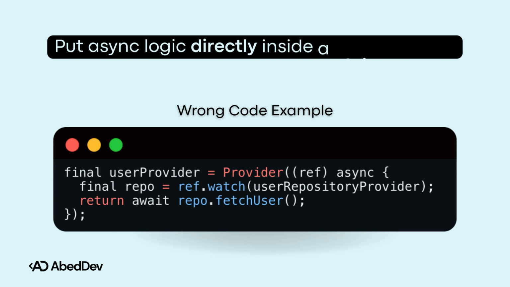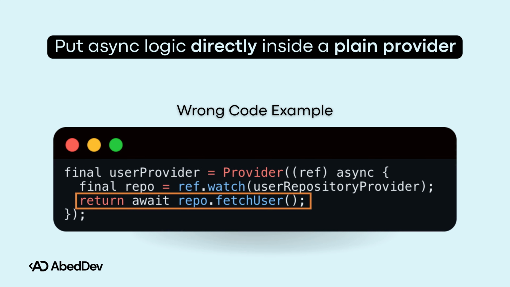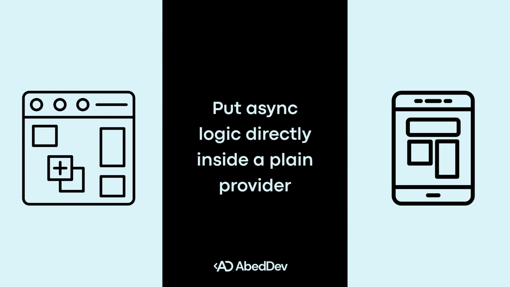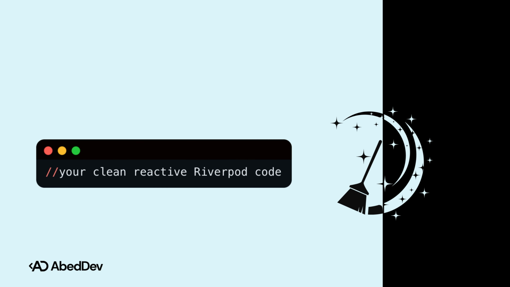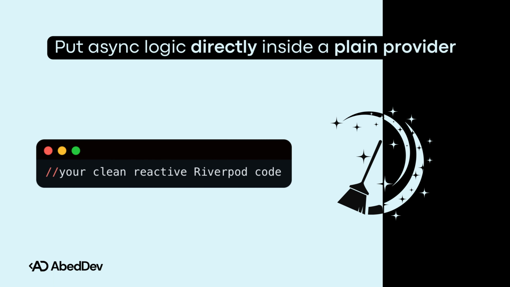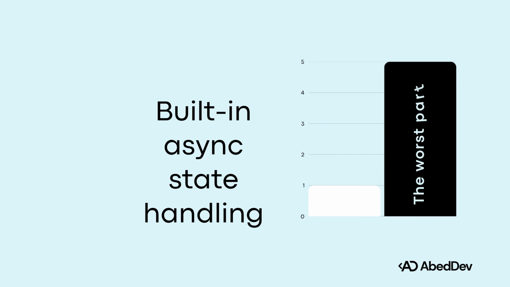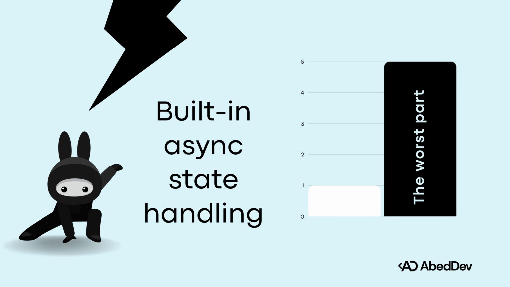This looks harmless, right? You fetch a user from a repository and return it. But look closer now. userProvider doesn't expose a user, it exposes a Future<User>, which means in every widget that depends on it, you will need to call .then or wrap it in a FutureBuilder. Suddenly, your clean reactive Riverpod code turns into boilerplate UI hacks. And the worst part, you just threw away one of Riverpod's superpowers: built-in async state handling.